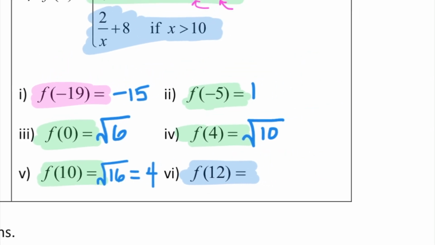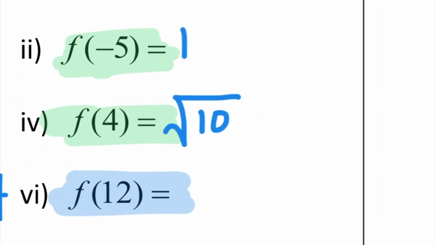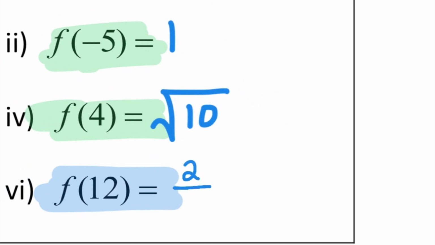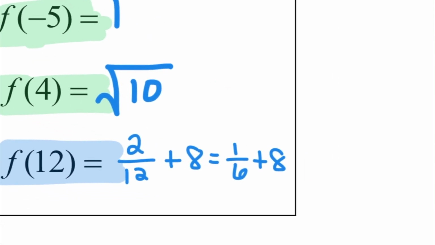And then in 12, or in part 6, you're going to substitute the 12, so 2 over 12 plus 8. Well, 2 over 12 is 1/6, and if you have a number smaller than 1, added to a whole number, when you're talking about fractions, it's just going to be 8 1/6.